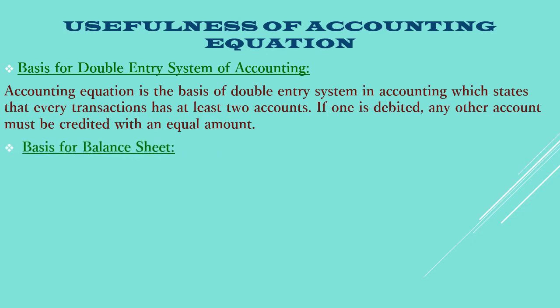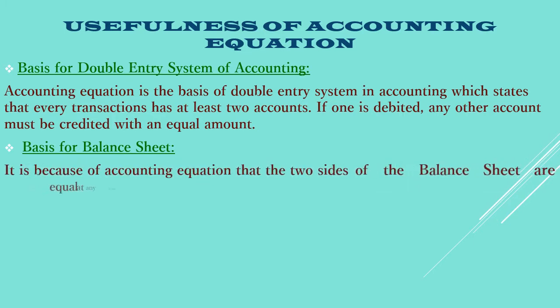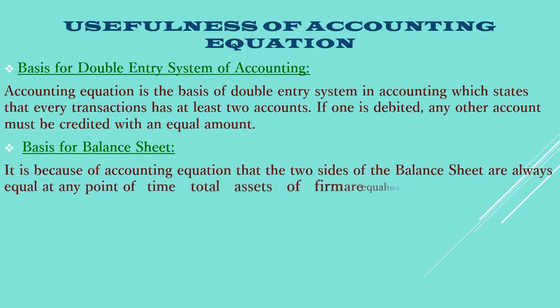Basis for balance sheet. It is because of the accounting equation that the two sides of the balance sheet are always equal at any point of time. Total assets of the firm are equal to its total liabilities. Just now we saw the formula and the T form balance sheet, that the total of the assets of the firm are equal to the total liability of the firm.